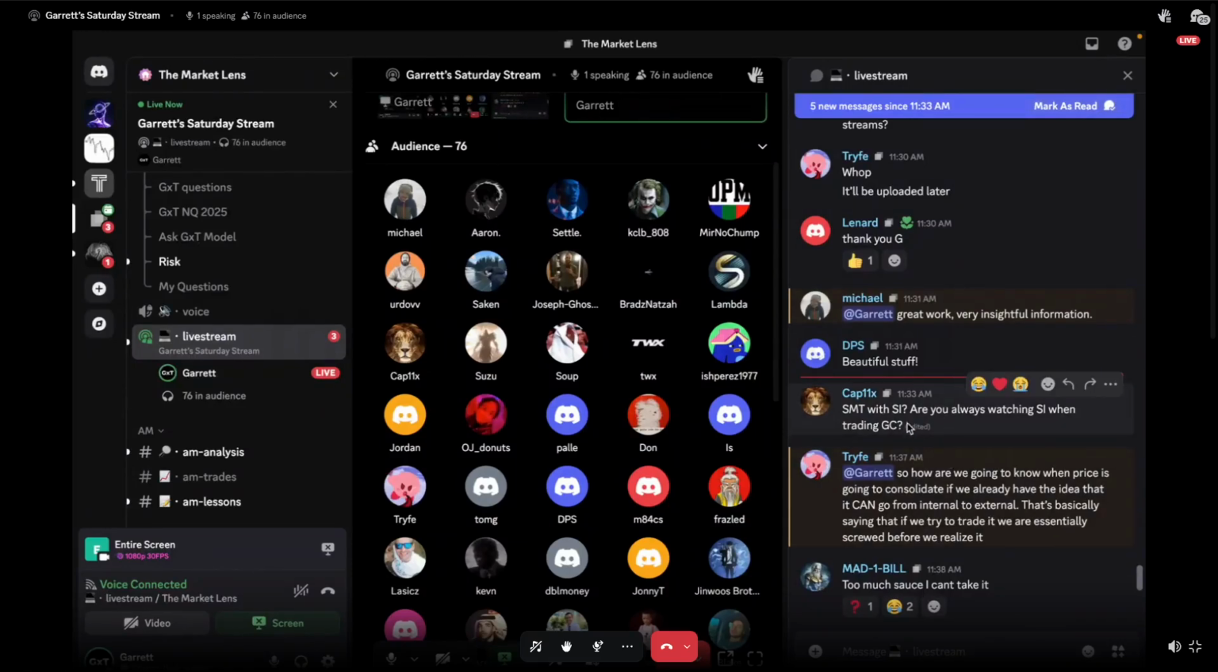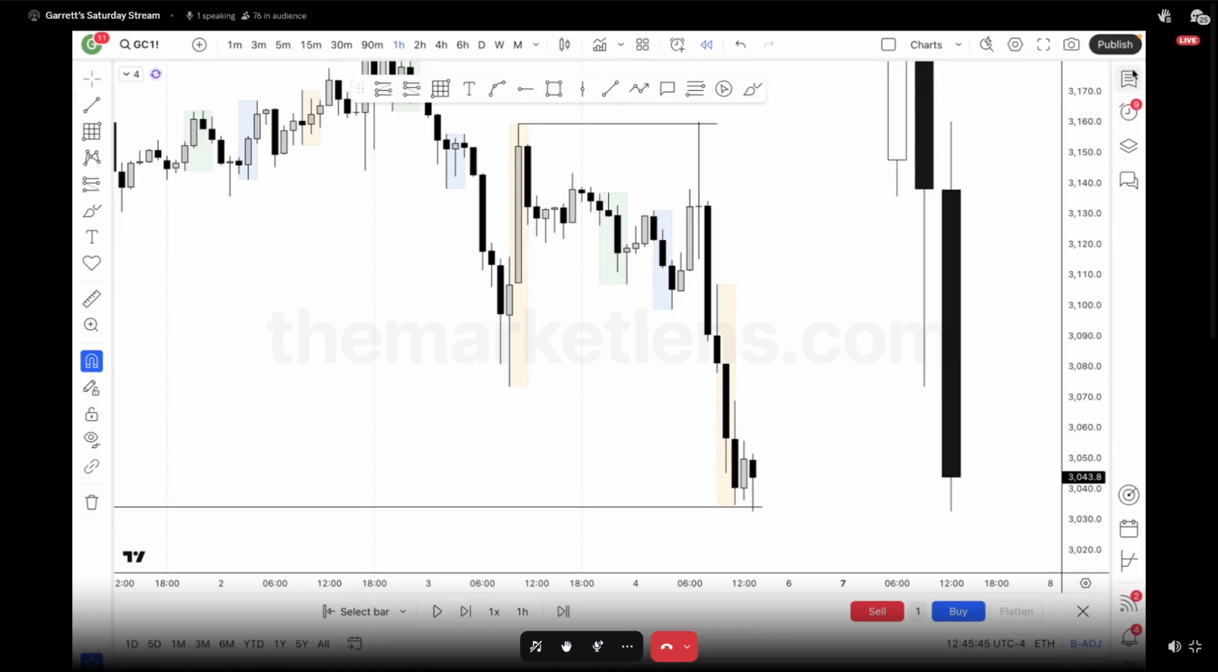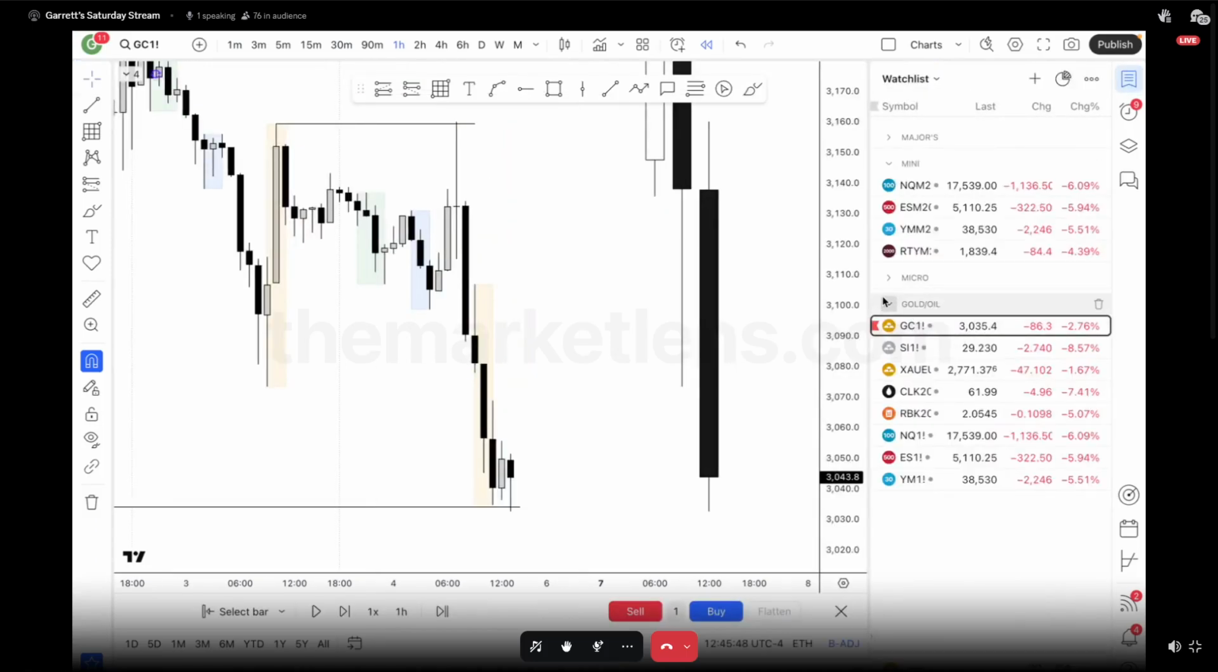SMT with silver. Yeah, so I'm watching two assets, two correlated markets. If you guys want to know my correlations, it's going to be this. For gold, you're going to be looking at silver and XAU euro. For CL or oil, you're going to be looking at RB. For indices, I know AMT does not use YM, but I do, for a very specific reason. I use NQ, ES, and YM, right? But when YM is not correlated between these two assets, you're going to refer to RTY.